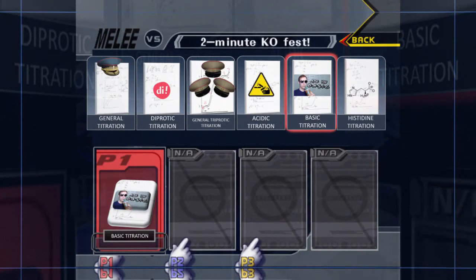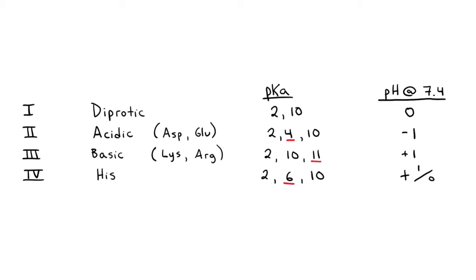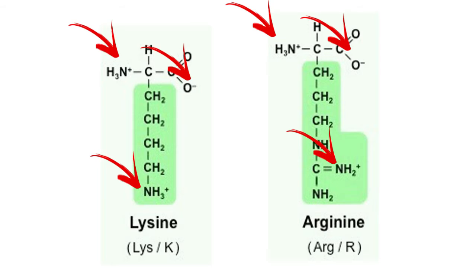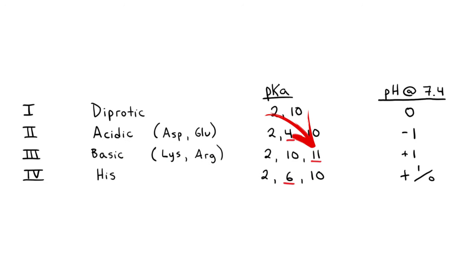Basic titration. Similar to acidic, triprotic basic titration has 3 areas of change in charge. Basic titration includes lysine and arginine, so here are those 2 amino acids and where their charges change. Our third pKa in this case is 11. You'll notice that the pKa of 2 and 10 stay the same, and that's because it has to do with your carboxyl group and your amine group respectively.